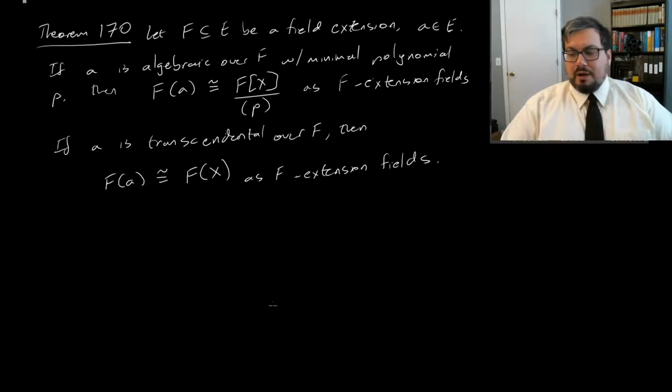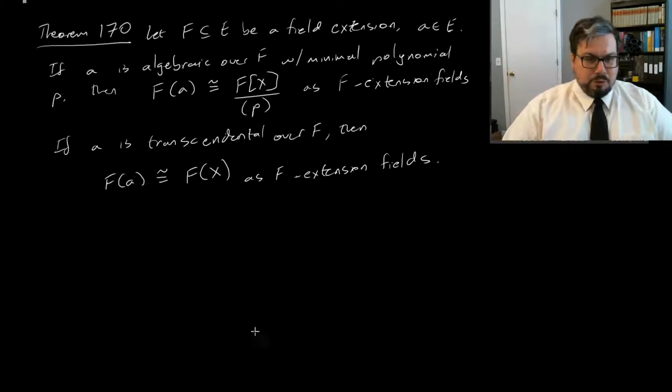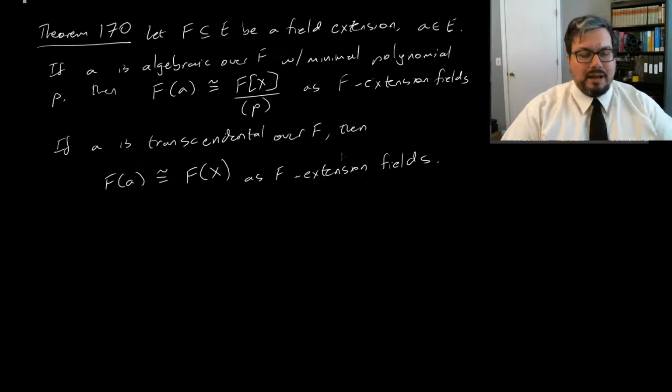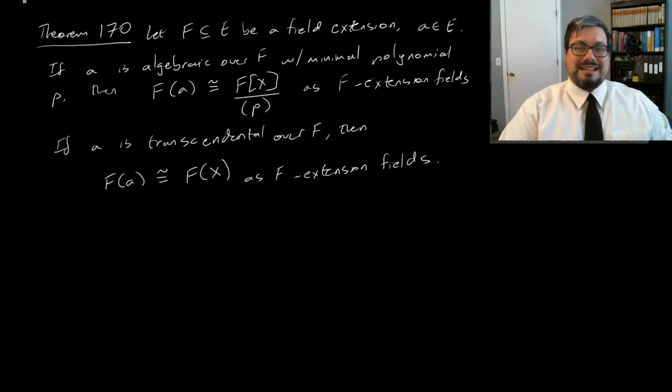All right, so before we get into the proof of this, I want to point out that the first part, where A is algebraic over F, is something that we've already seen. We've actually already proven this because the minimal polynomial is irreducible. We've already shown that if A is the root of an irreducible polynomial P, then the smallest field containing F and A is isomorphic to F adjoin X mod the ideal generated by P. We've actually already seen this.